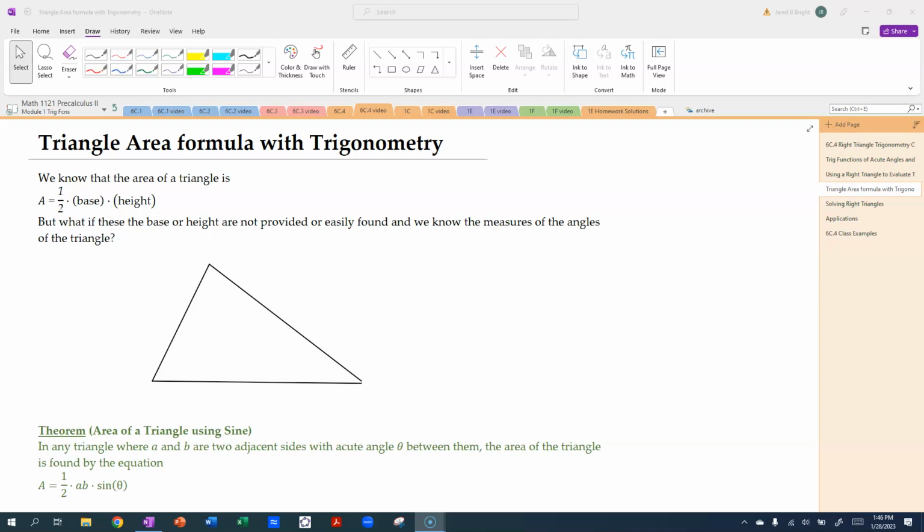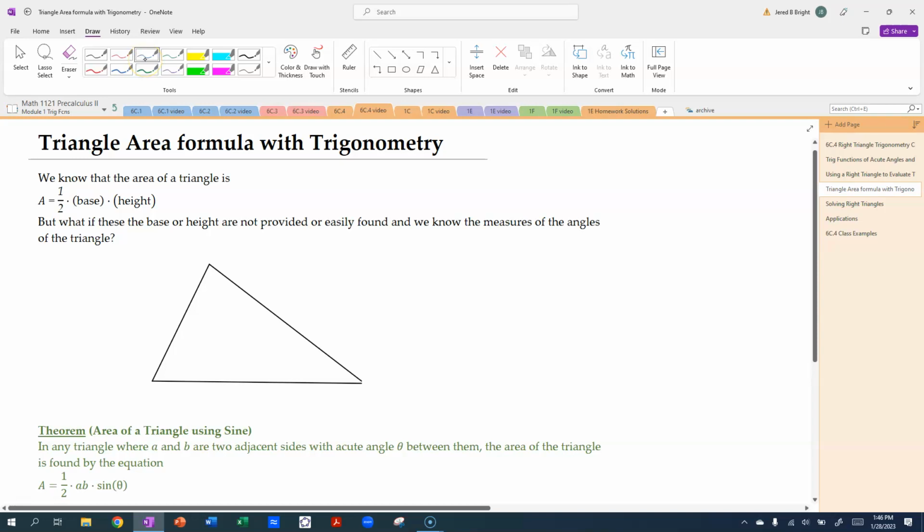In this video, we're going to look at the area equation for a triangle and modify it so that it uses some trigonometry. So we already know from years past that the area of a triangle is 1/2 base times height. So at least in this triangle, we would have the base here, and then we would have a certain height here. Then we would do base times height divided by 2 to get the area of the triangle.